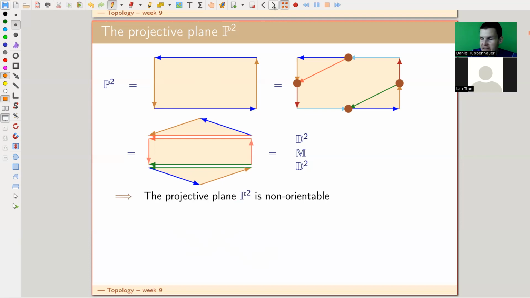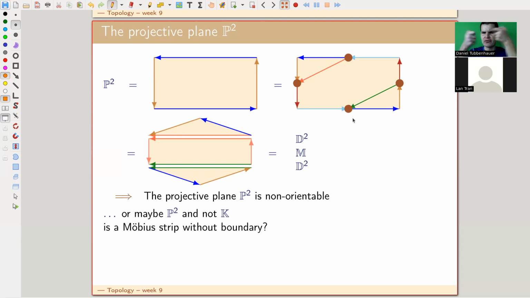Okay. And in particular, there's our Möbius strip here, right? So it's not oriented. The projective plane is also not oriented. Maybe this one is a Möbius strip without a boundary. So both of them are a Möbius strip without a boundary, but somehow in a different form. So the Klein bottle is two Möbius strips glued together, and the projective plane is a Möbius strip with a disk inside. So you just fill in the whole of the Möbius strip with a disk.